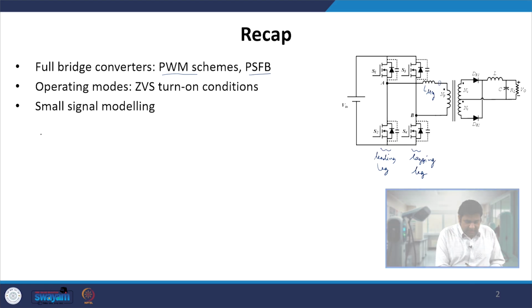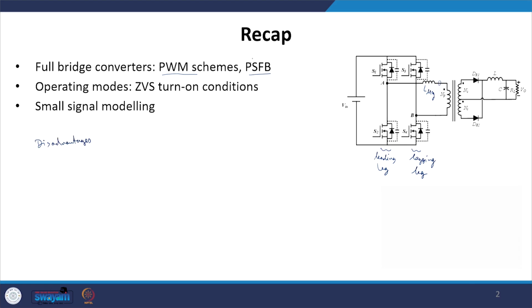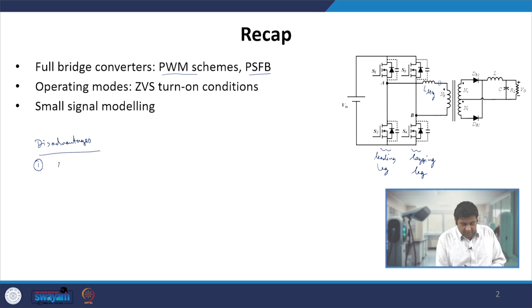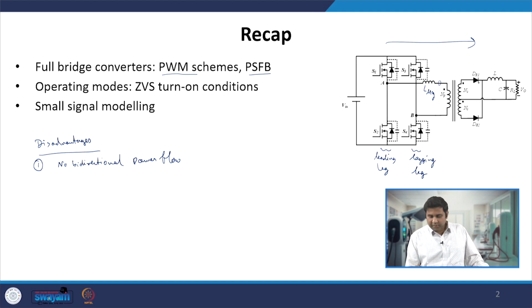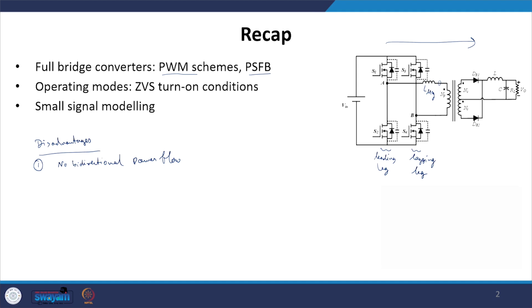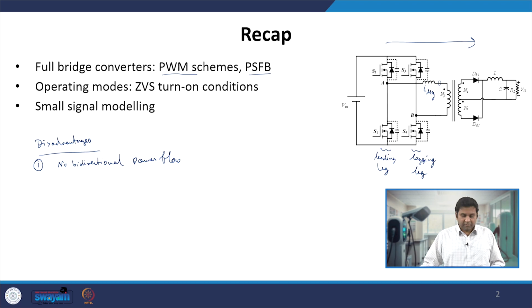But before starting that, let us also write down the disadvantages of PSFB. The first disadvantage: because of the diode rectifier at the secondary stage, there is no possibility of bidirectional power flow. So, no bidirectional power flow. Power can flow only in one direction, from this side to this side. Because of the presence of the secondary side diode bridge rectifier, the power flows only from input to output.